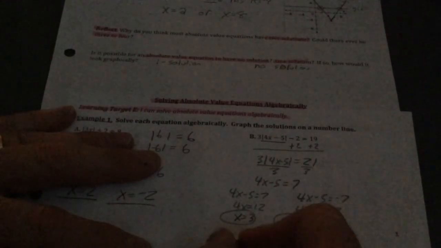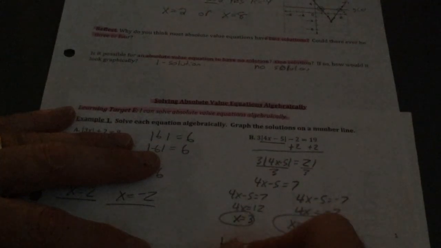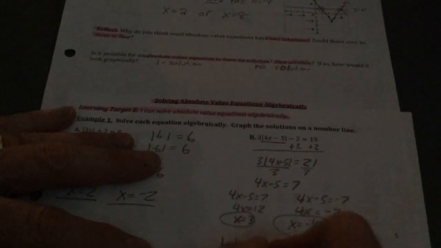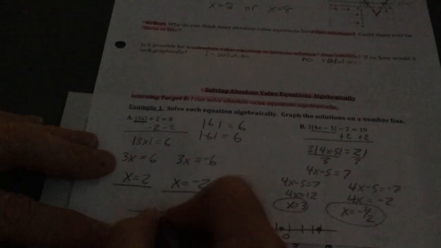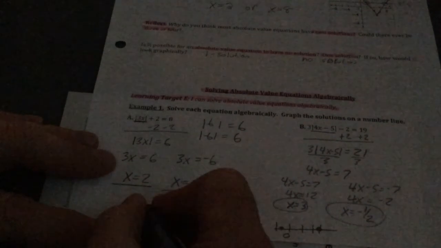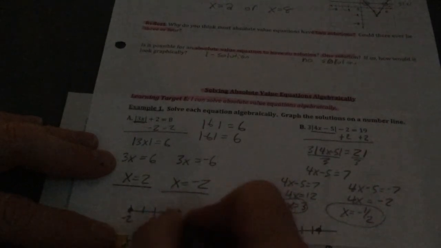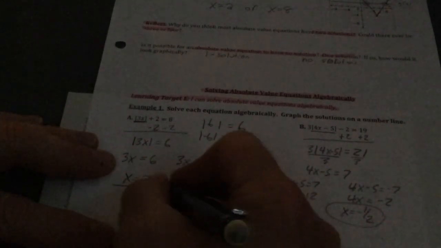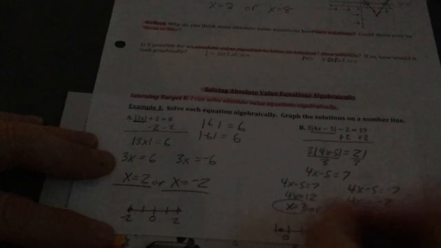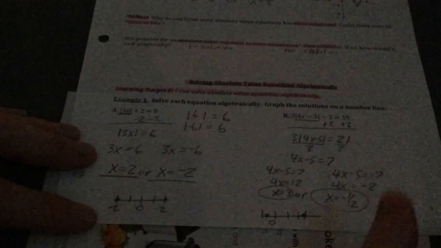Now, they ask us to do one more thing. They ask us to do a number line. So I'm going to go ahead and say that's 0, 1, 2, 3. I'm just going to put a point at 3 and a point at -1/2. I've got a number line. Let's do this right here. We'll say 0, 1, 2, and -1, -2. And I'm going to put the word or just to show that it is a disjunction. And there they both are.